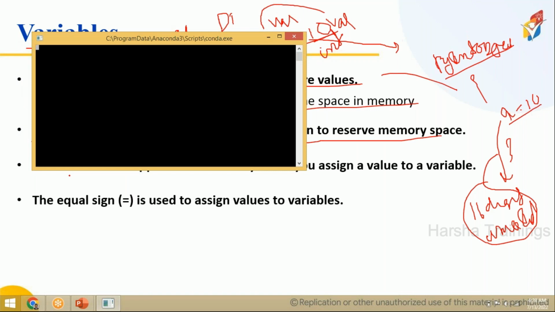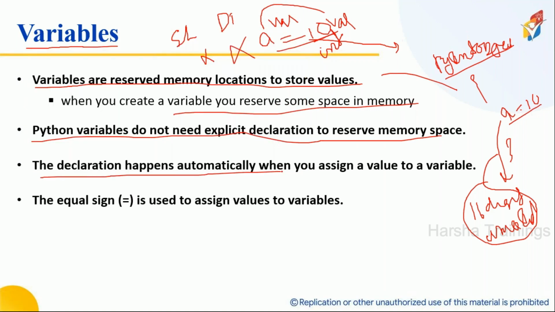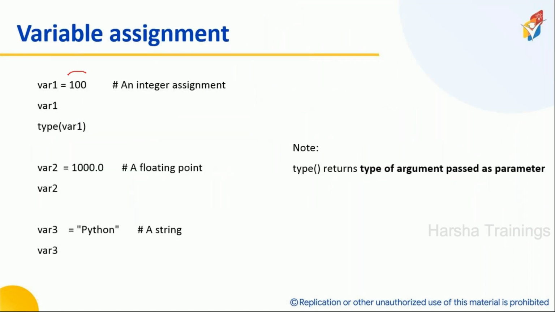Now, the declaration happens automatically when you assign a value to a variable like this. For that, we are going to use the equal to operator. Clear? Now, let us look here. 100 is an integer. I'm assigning it to a variable, variable 1. Now, I have to use a print statement, which I will discuss later. If I print variable 1, it is going to print 100. The type is a built-in function.